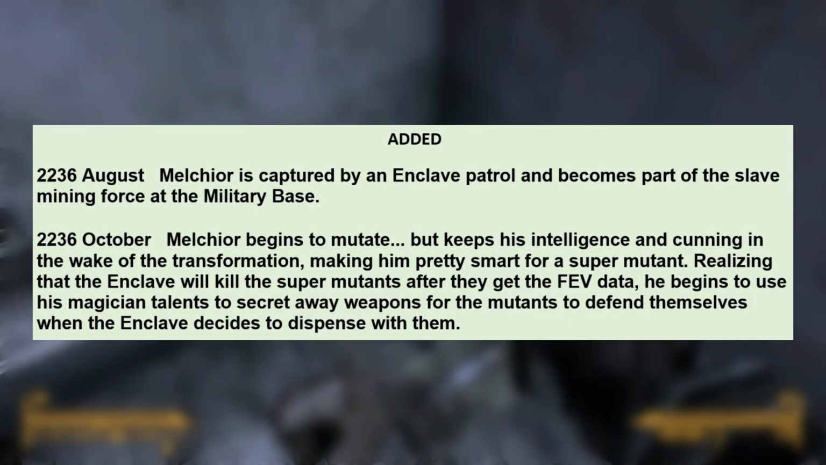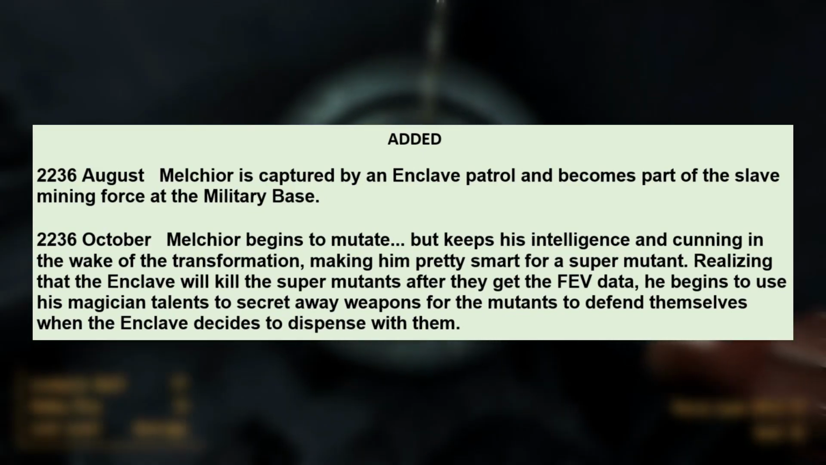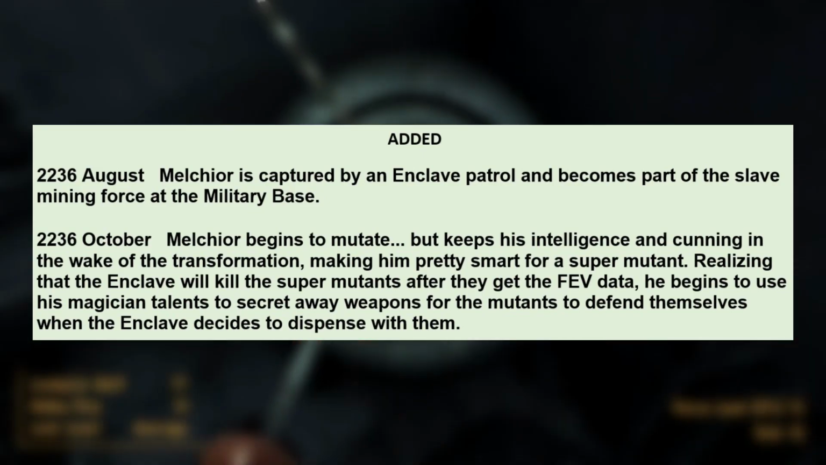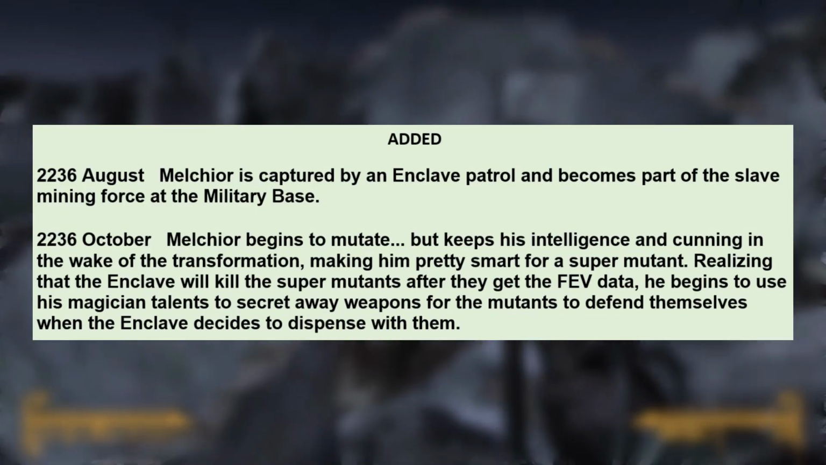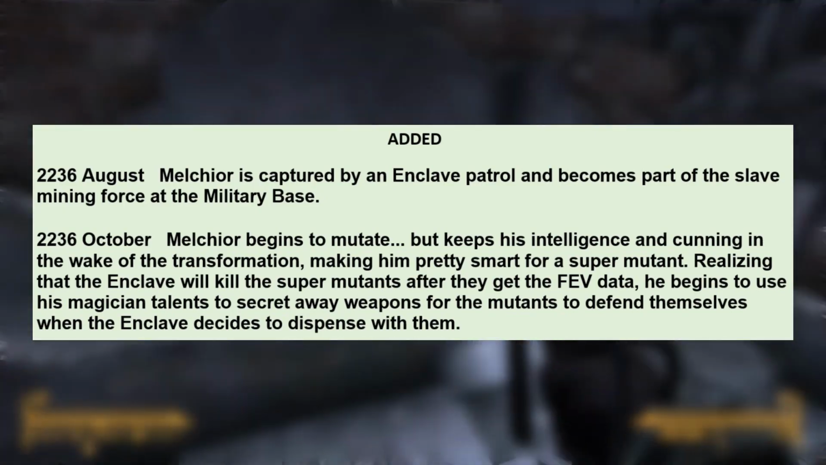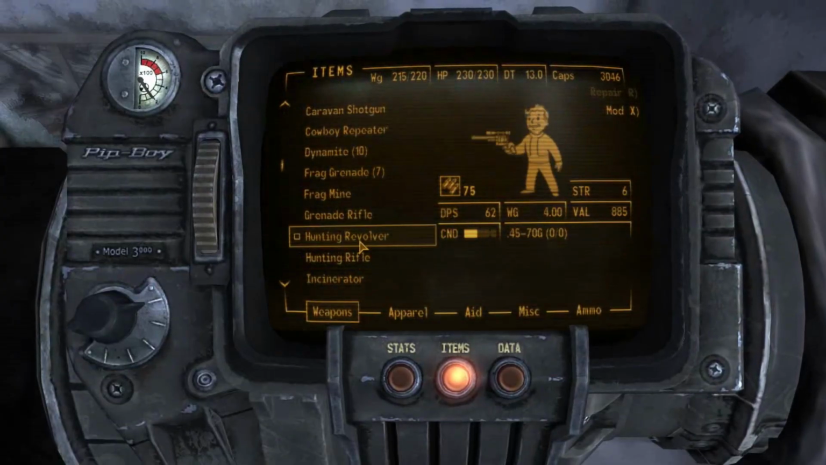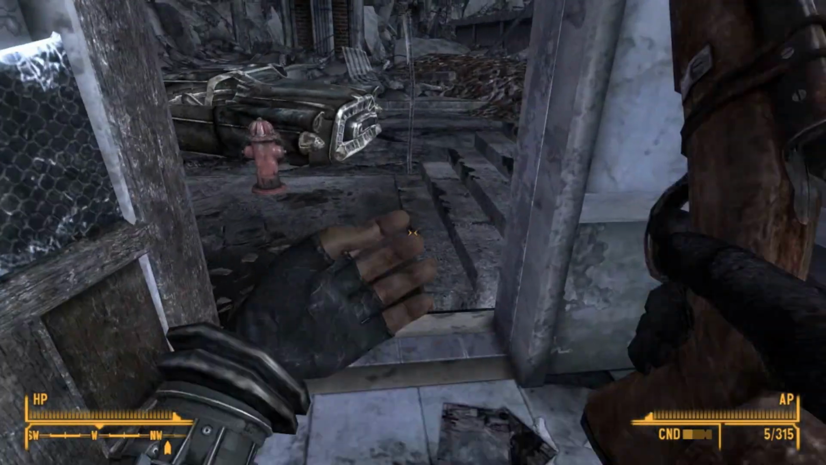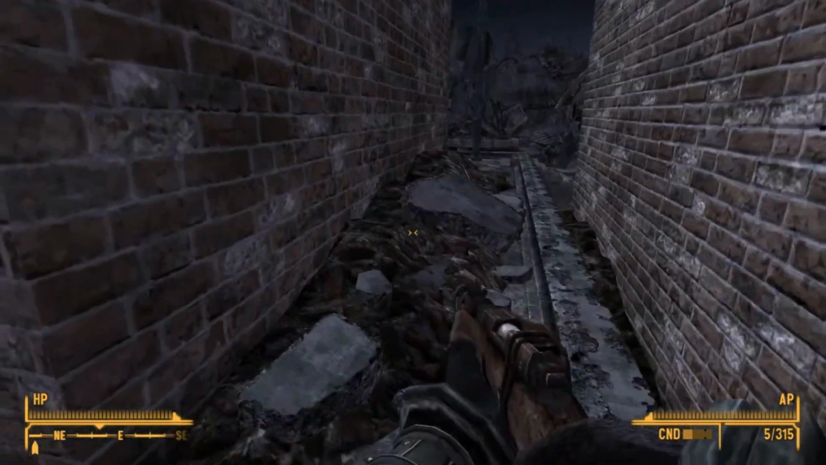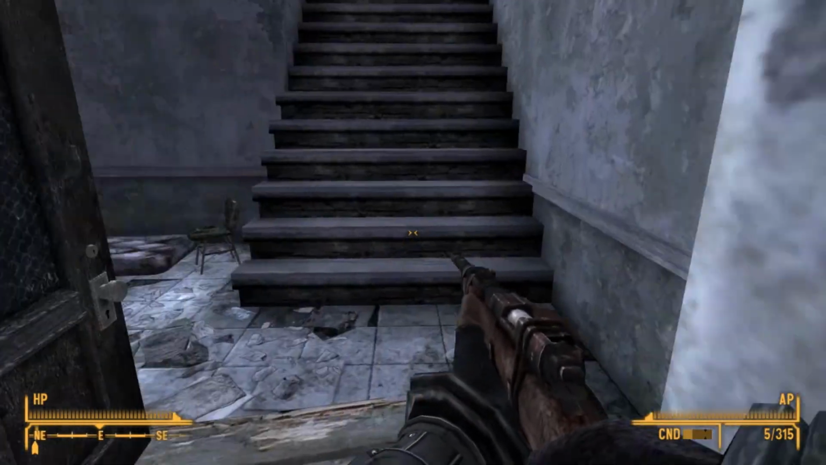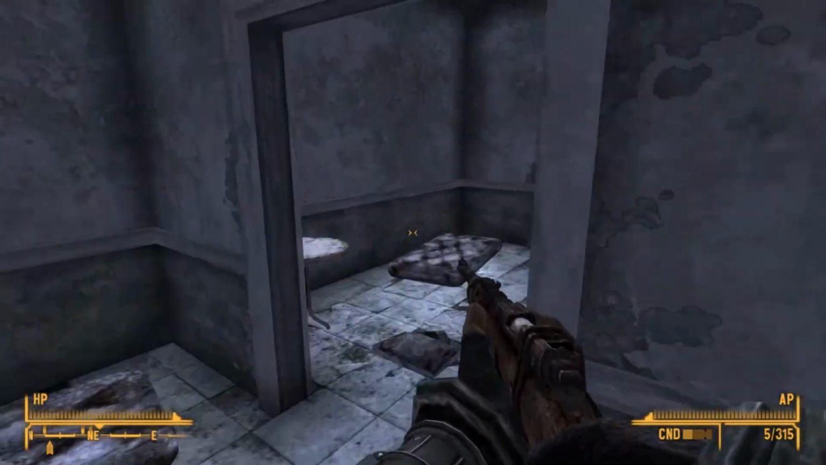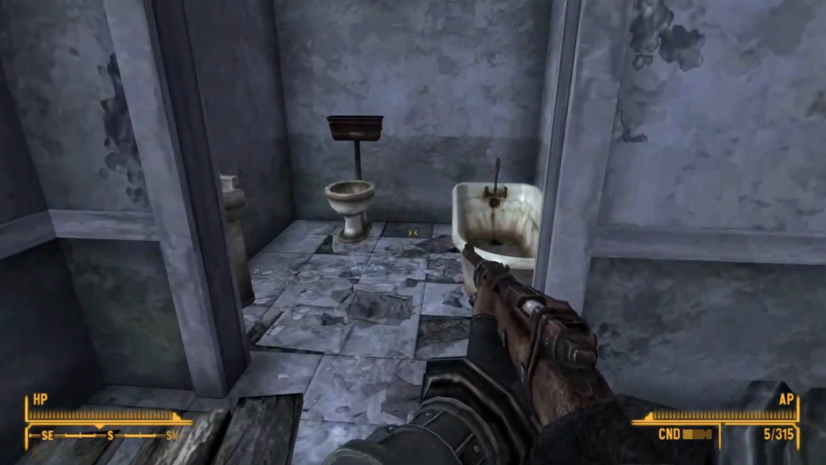Realizing that the Enclave will kill the super mutants after they get the FEV data, he begins to use his magician talents to secret away weapons for the mutants to defend themselves when the Enclave decides to dispense with them. Tests on Frank Horgan, instead of happening in 2221, occur in 2239, resulting in the mutant cyborg monster we know of today. So those are the major changes that occurred between the first and second iteration of the timeline.